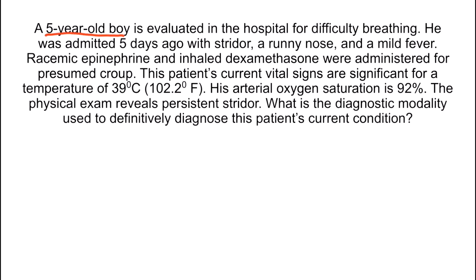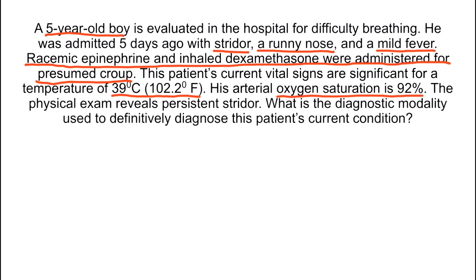A 5-year-old boy is evaluated in the hospital for difficulty breathing. He was admitted 5 days ago with stridor, a runny nose, and a mild fever. Racemic epinephrine and inhaled dexamethasone were administered for presumed croup. This patient's current vital signs are significant for a temperature of 39 degrees Celsius. His arterial oxygen saturation is 92%. The physical exam reveals persistent stridor. What is the diagnostic modality used to definitively diagnose this patient's current condition?